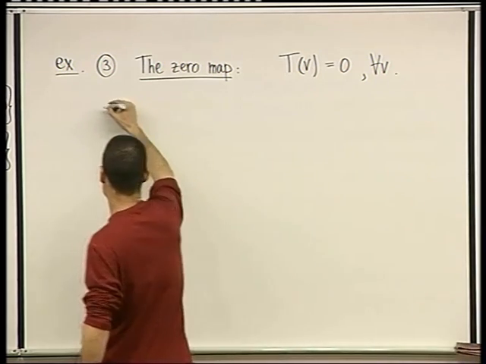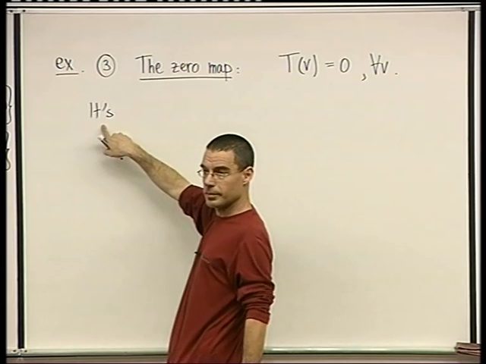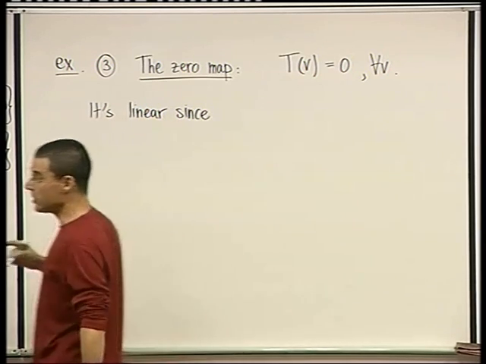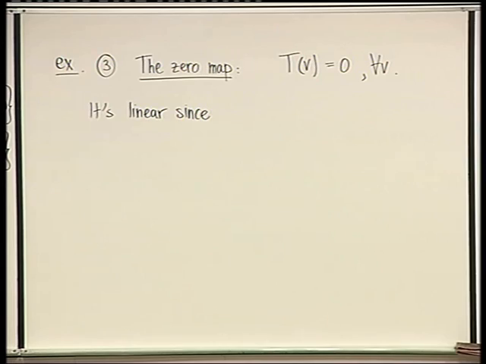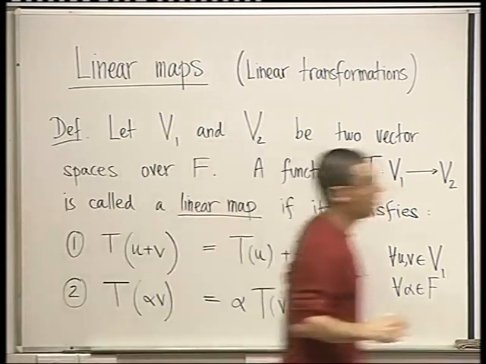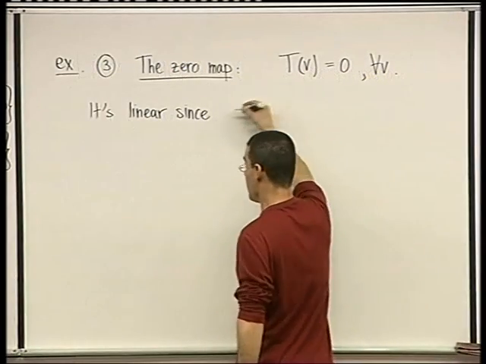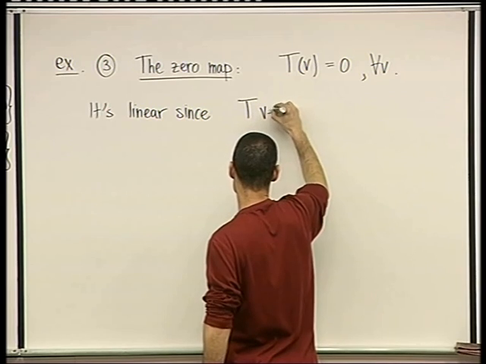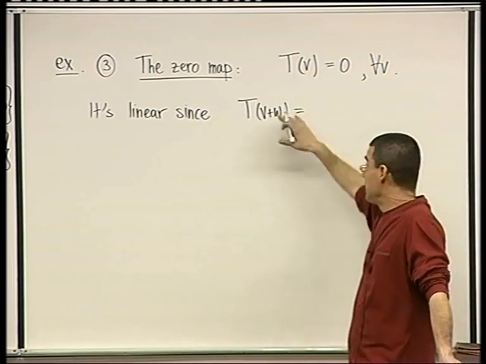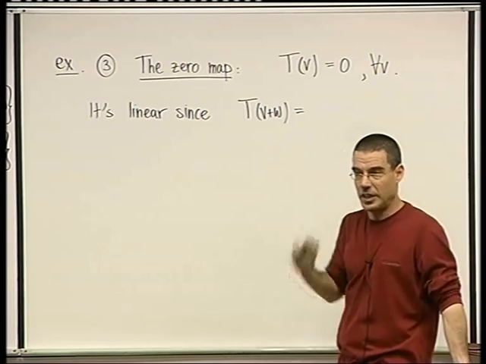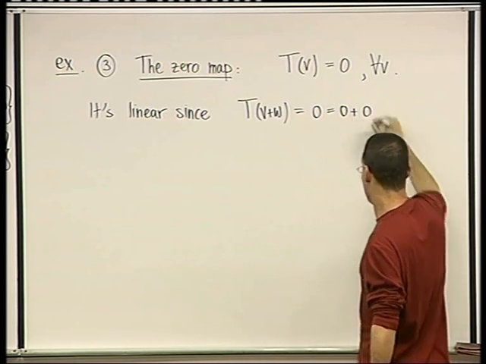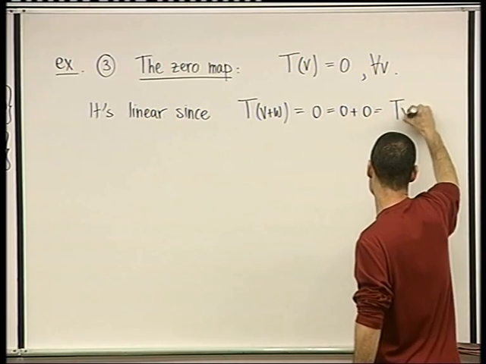So it's linear, since, back to the definition, which is still here on the board, in order for a map to be a linear one, it has to satisfy these two properties. That's all. So let's verify it. Very, very easy in this case. T of V plus W is what? Zero. Because T of anything is zero. That's what T does. All T knows to do is to send you to zero. So this is zero. And in particular, 0 has the property of being the same as 0 plus 0, and this is T of V plus T of W.